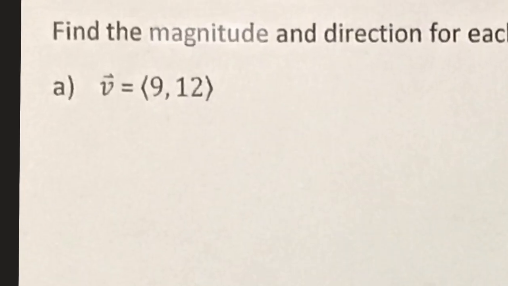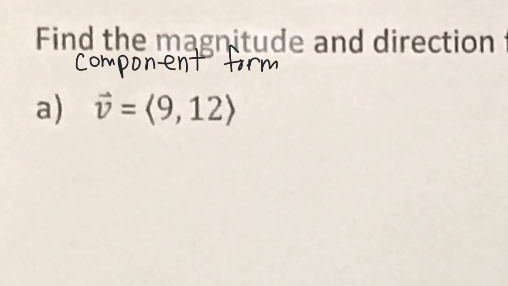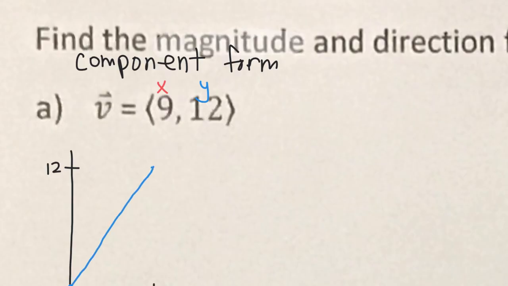So here we have a vector in component form, where the 9 in this case is your x component, and the 12 is your y component. Okay, so we can put this on a coordinate grid where it says go 9 units to the right and go 12 units up. So our vector is going to start at the origin, and it's going to end out here at the coordinate point 9, 12. And we represent the vector with a line that has an arrow at the end pointing to the coordinate that it's going to.